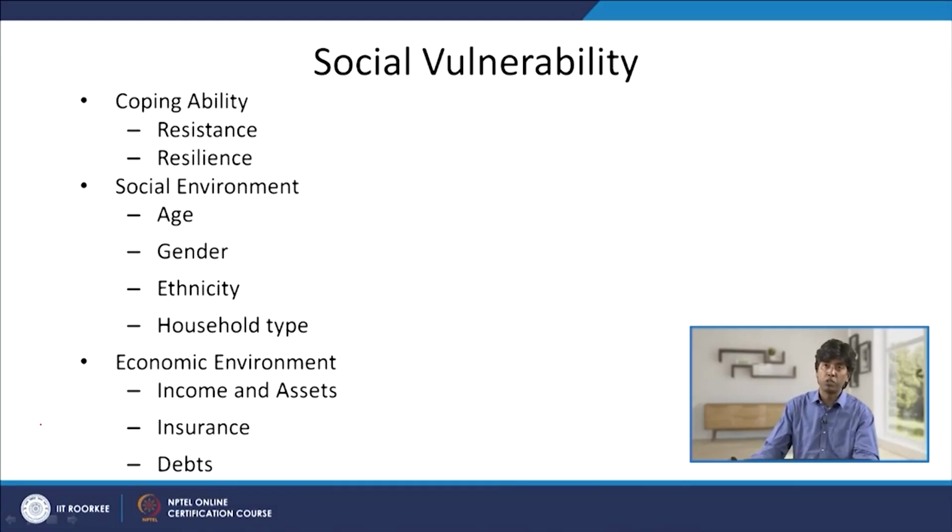We also have to consider the economic environment or economic factors of vulnerability. One is the income and assets, and insurance and debts. Not only how much income a person has, but also whether they have insurance, like flood insurance. How they will be impacted by the flood depends on insurance, because if they are impacted, their livelihood would be hampered, and if they have insurance, that can help them to recover from that process. Also, if they have loans or debts, that defines to what extent they can absorb the shock of a particular disaster.